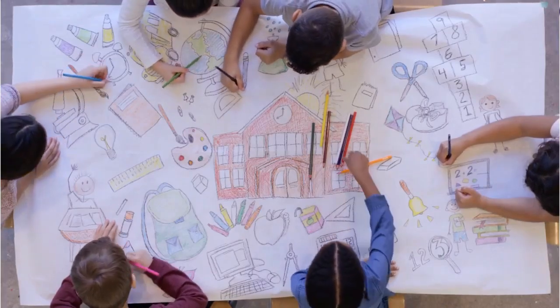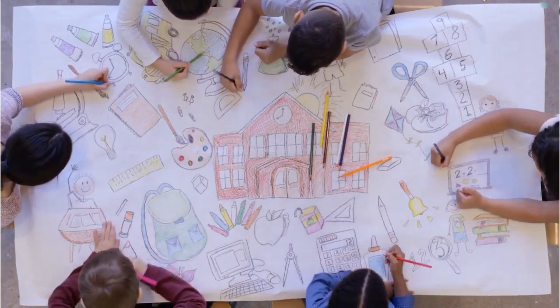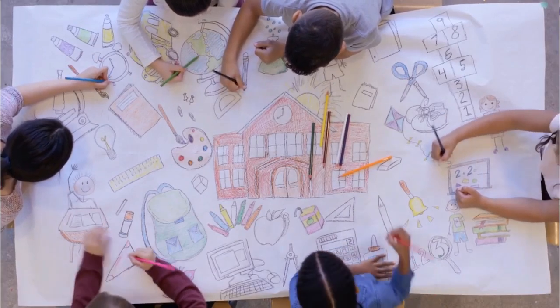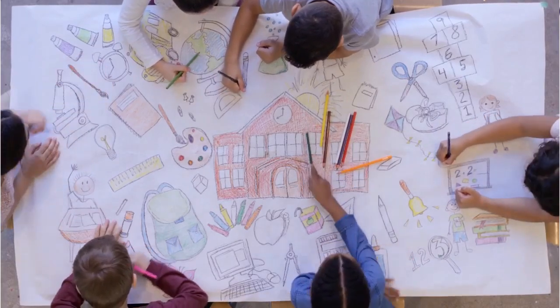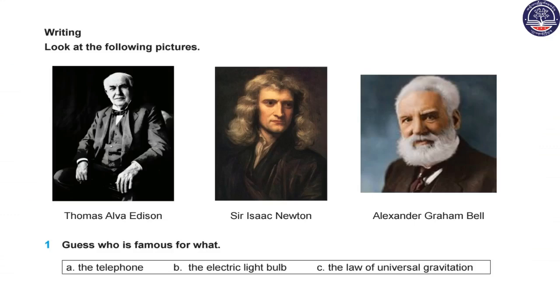Grade 6 English, Unit 7, Lesson 4. Find someone who. Look at the following pictures.